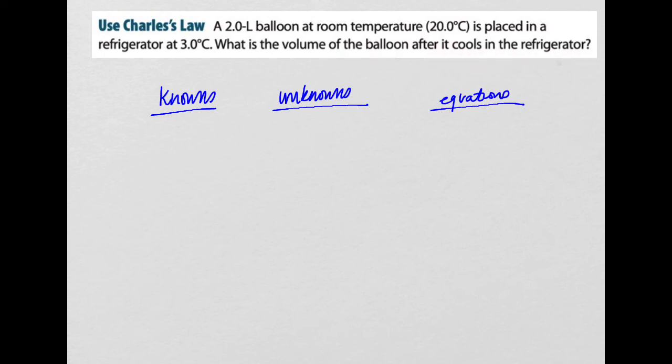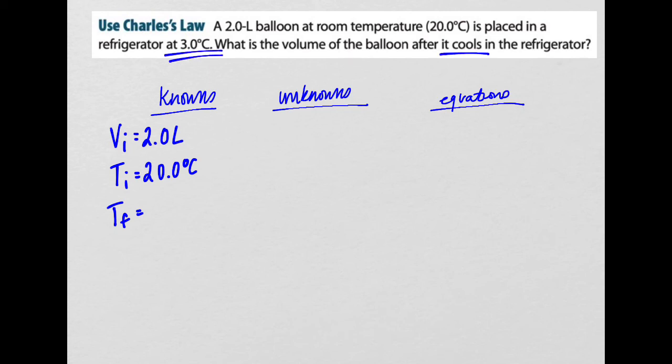Okay, so first we have an initial volume of 2.0 liters, right? And we have an initial temperature of 20 degrees Celsius. It's placed in the refrigerator with a final temperature. What is the volume of the balloon after it cools? So it's going to cool to the same temperature as the refrigerator here. So we are going to have a final temperature of 3.0 degrees Celsius. What is the final volume of the balloon?